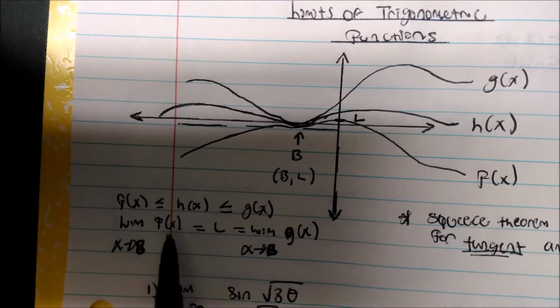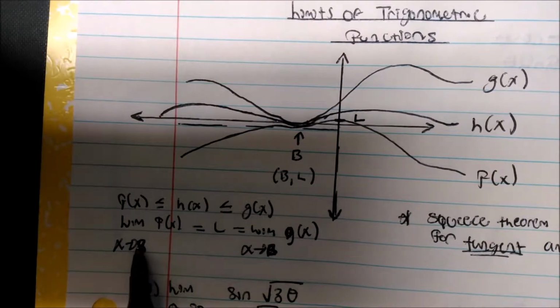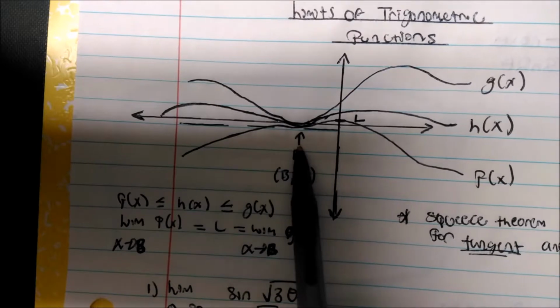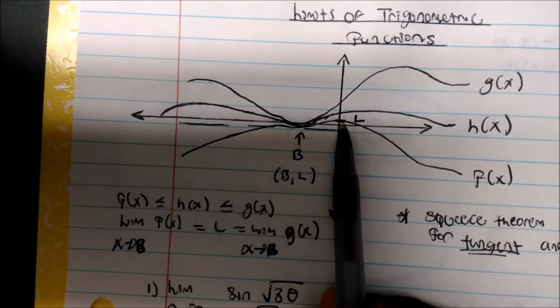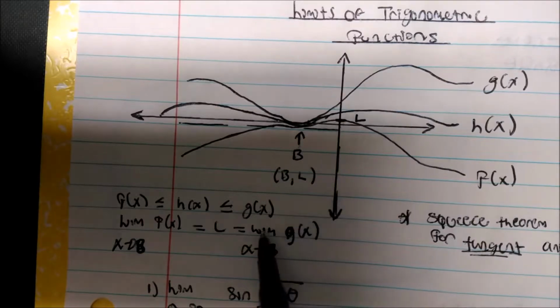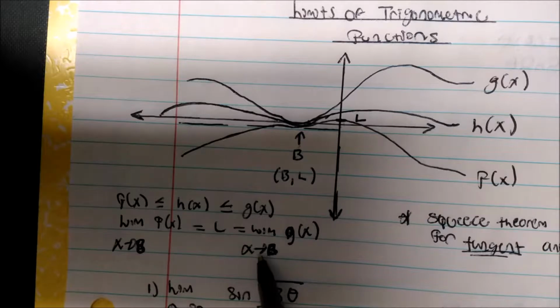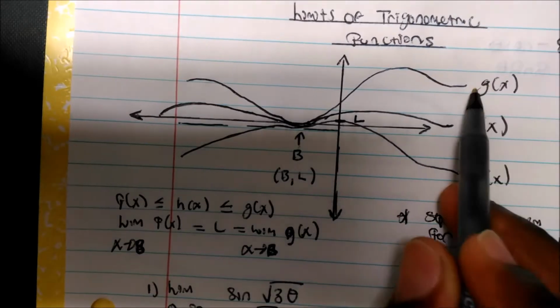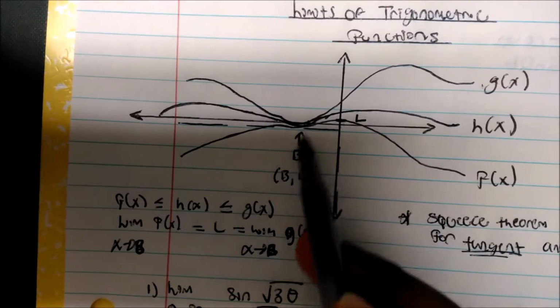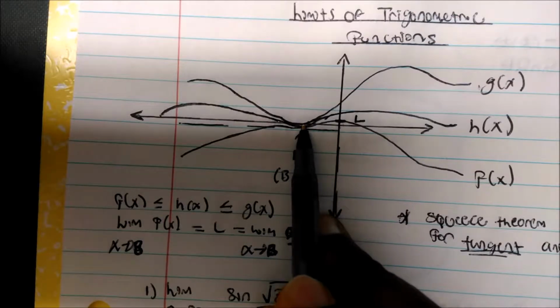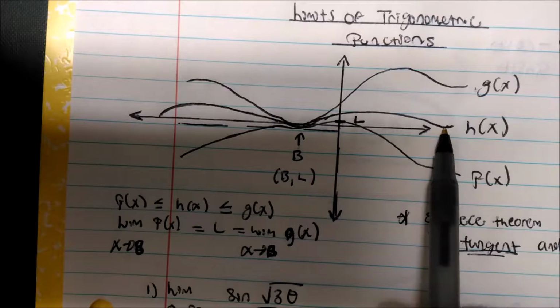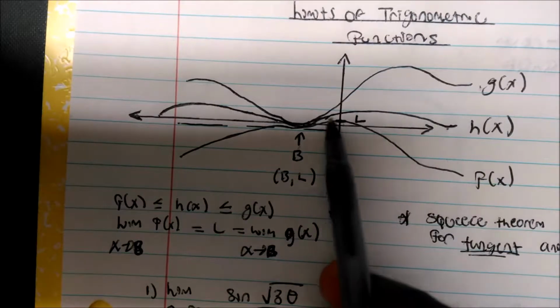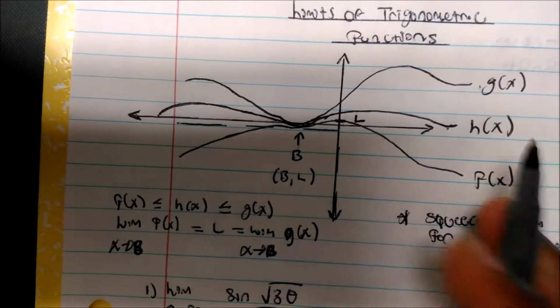And the limit of f of x as x approaches some value of b, which is the x coordinate right here, is going to equal L, the limit. And likewise, that is also going to equal the limit as x approaches some value b of g of x, right here. That is also going to equal L, right? So the idea is that if you introduce this new function h of x, going through this point b and L, right?